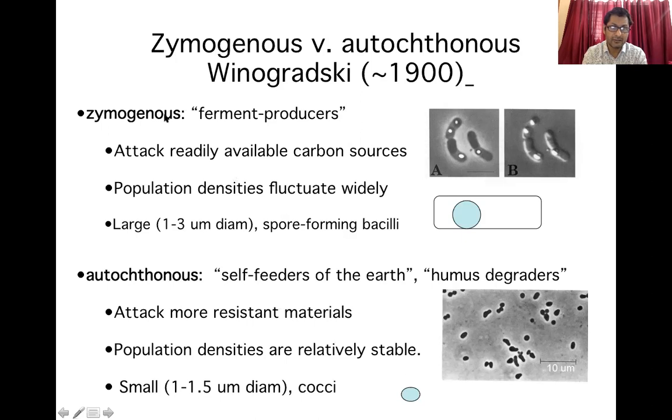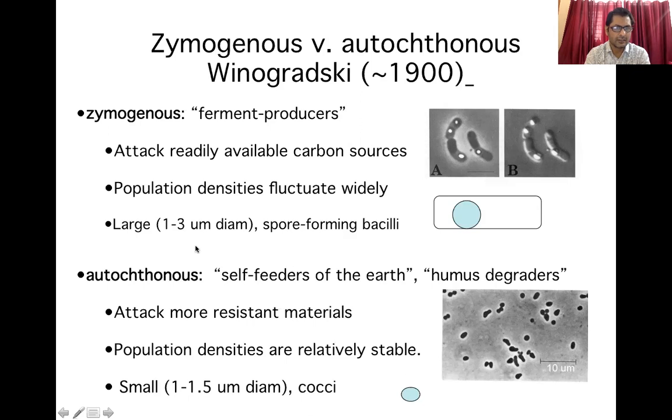Population densities of these zymogenous fluctuate widely. Why? Because when this easily available carbon is present, they grow very fast. Their rate of respiration and rate of growth is very high. However, autochthonous are actually the slow ones. They attack the resistant material. Their population densities are relatively stable throughout the time because they grow slowly.